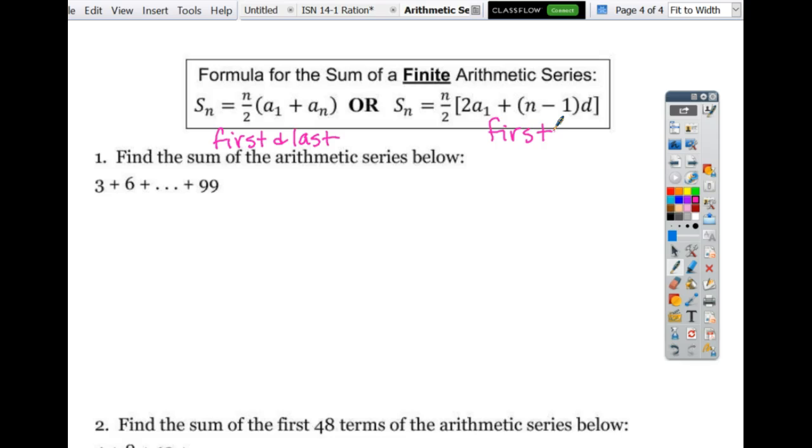So the first problem says, find the sum of the arithmetic sequence series below. So I have the first and the last, so I'm going to use this one right here. So I have A1 and AN. But what do I not know in that formula now? So S means the sum, so I don't know the N. So how do I find the N?